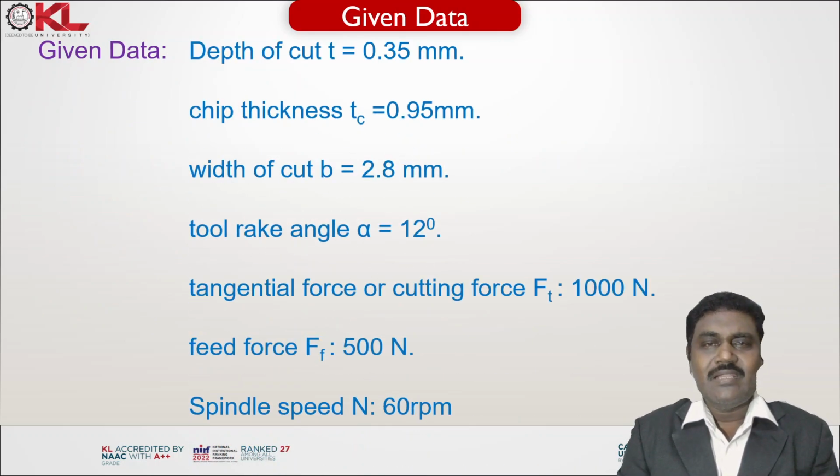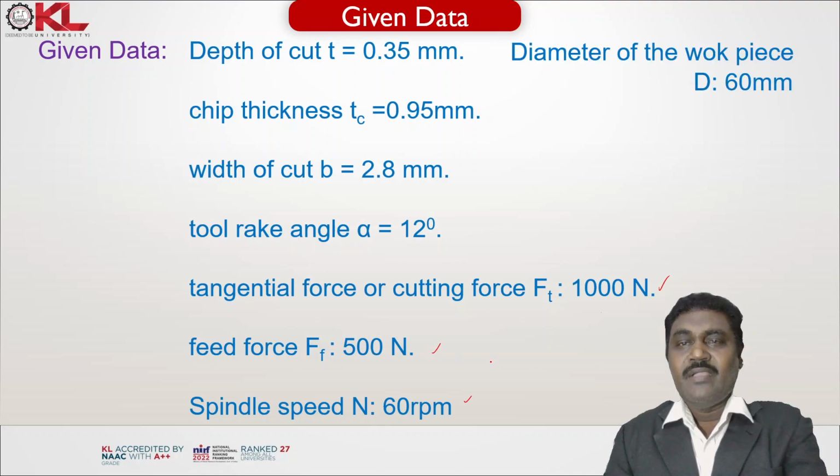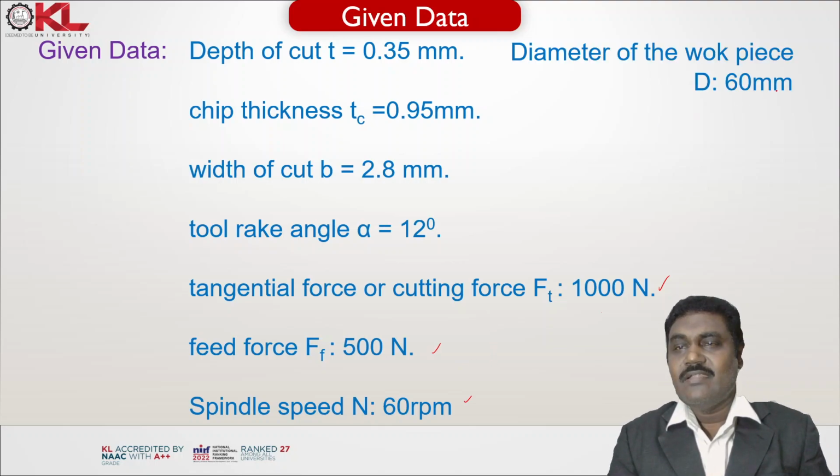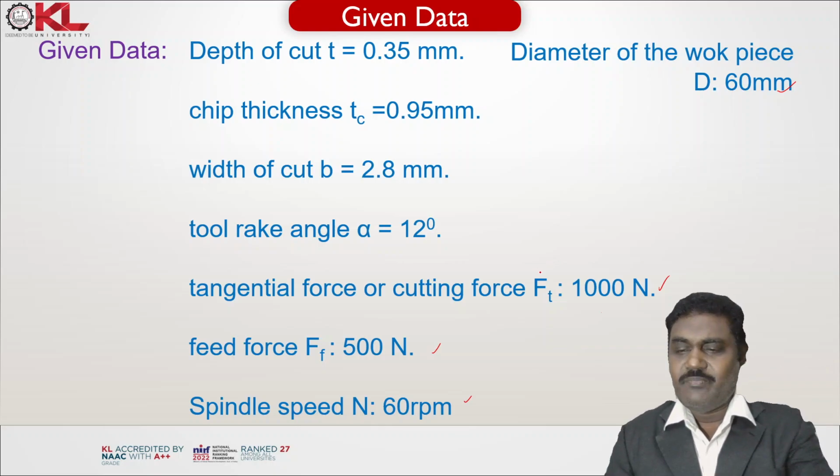Now the given data is written. The depth of cut t is equal to 0.35 mm and chip thickness tc is equal to 0.95 mm. Width of cut b is equal to 2.8 mm and tool rake angle alpha is equal to 12 degrees and tangential force Ft is equal to 1000 newtons. Feed force Ff is equal to 500 newtons and spindle speed N is equal to 60 rpm and diameter of the workpiece is given as 60 mm. So this is the data given. Once the given data is written here, it is easy to solve the problem.